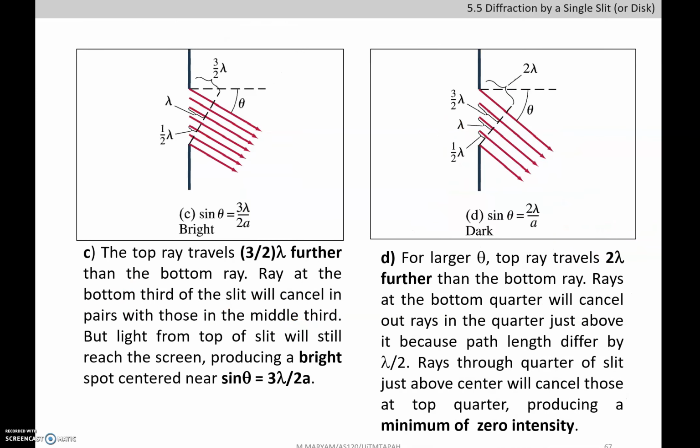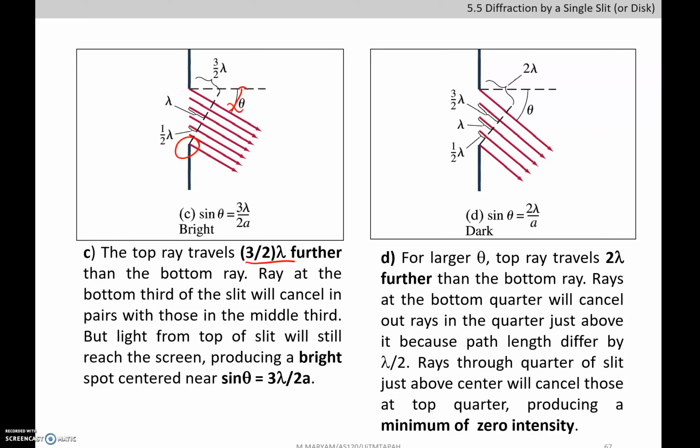Right. So the next one will travel another extra half lambda when I increase the angle of the light shone towards the slit. So when I increase the angle, it will travel 3 over 2 lambda further than the bottom one here.